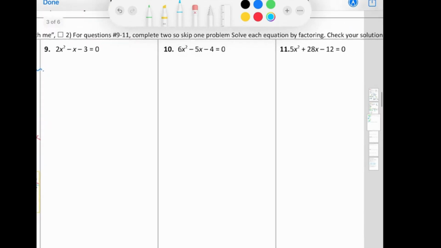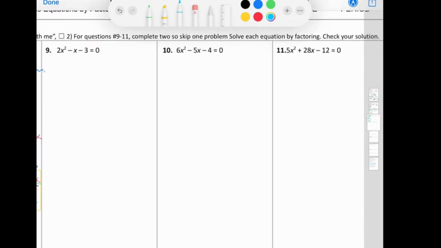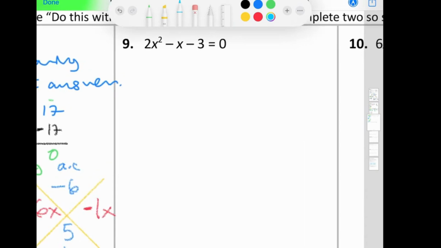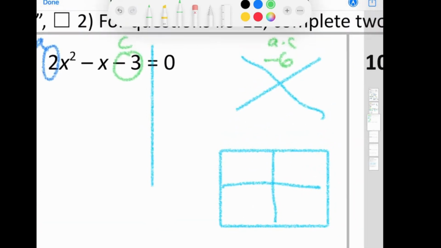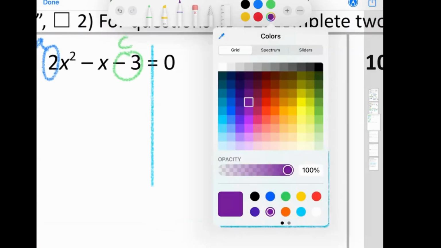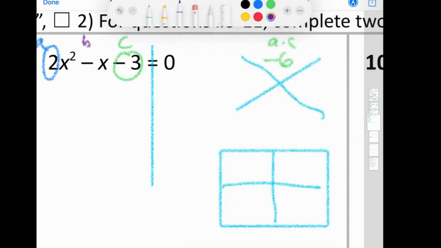For questions 9 to 11, go ahead and do 2 of these. Go ahead and skip 1 of them. It's already set equal to 0. Perfect. So there's my a value. C values, so a times c is going to be -6. And b value is -1.